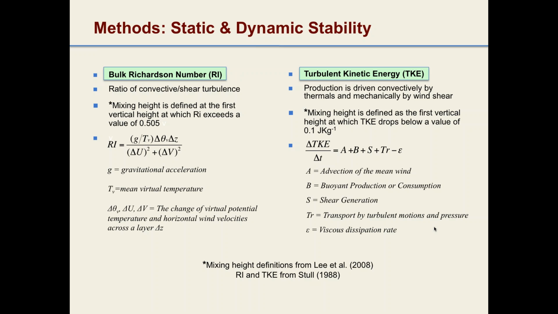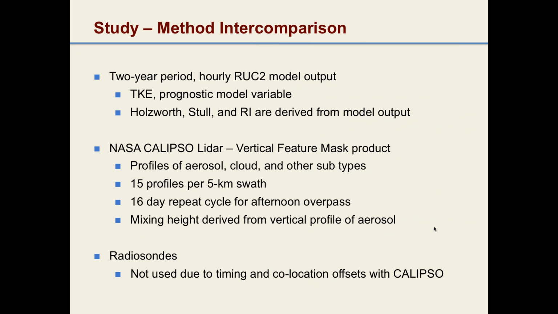And for both these methods, basically, you look from the ground up through the profile, and I've got two kind of thresholds I'm using. That can vary a little bit. It sort of depends. I just found these in some studies, and they worked well in my study. For Richardson, I'm using a value, which is unitless, of 0.505, and for TKE, it's 0.1 joules per kilogram that I chose. And I put the references down there at the bottom if anyone's interested.